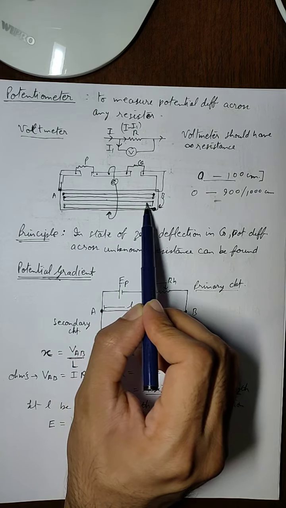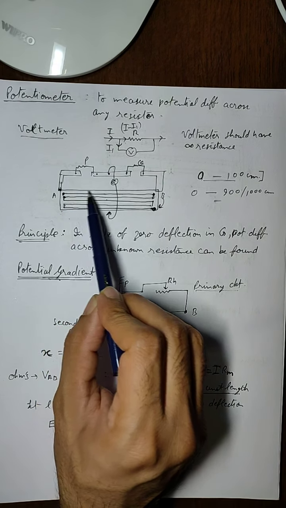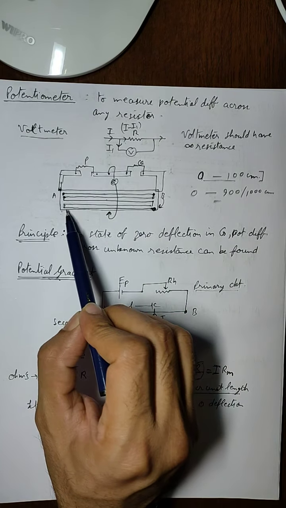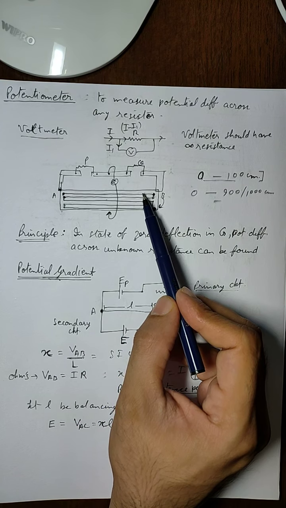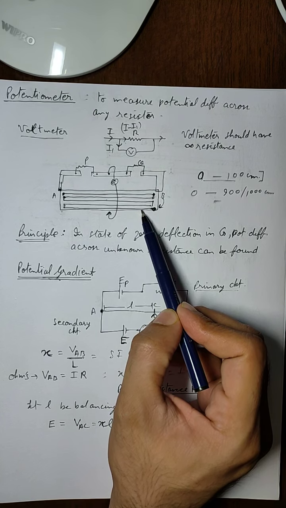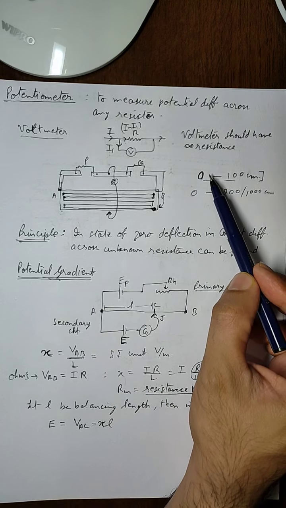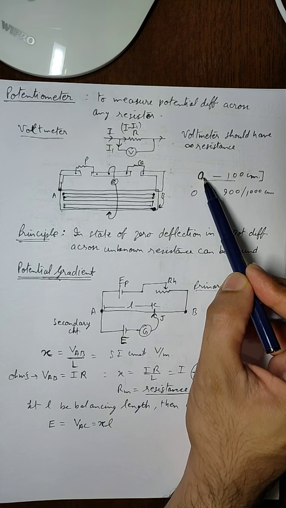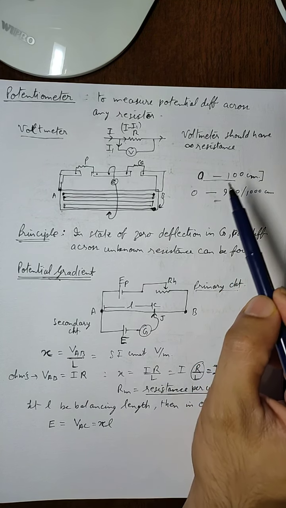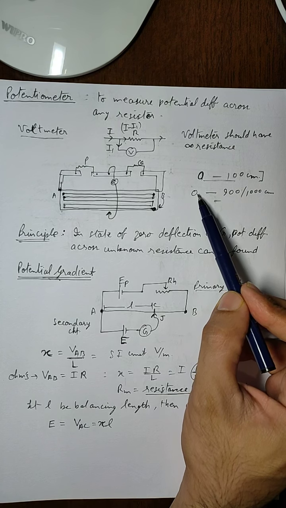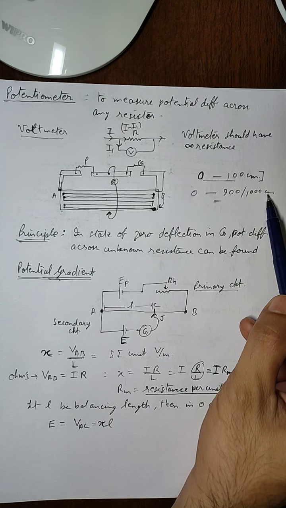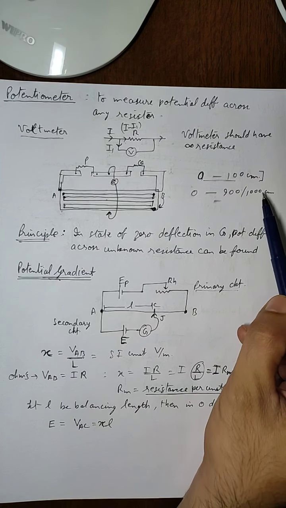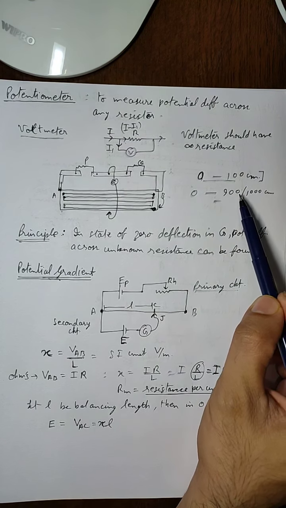Then the wire goes in this direction, then another 1 meter in this direction. So all these are in series, and then we have 9 or 10 wires like this. So where the length of meter bridge is from 0 to 100 centimeter, the length of wire in the potentiometer is from 0 to 900 and even to 1000 centimeter. Okay, so this gives us an advantage.